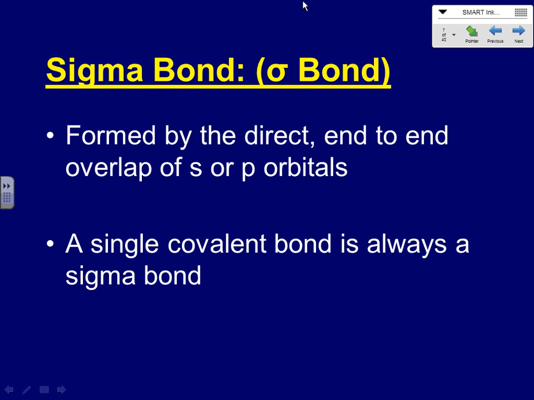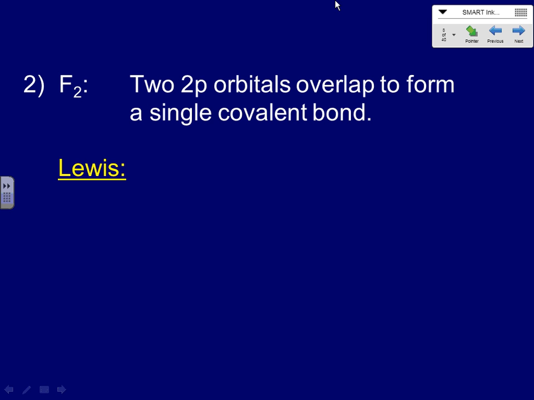Now, for my next example, I'm going to do F2. You can put example F2. And I am going to have you write down a little description on what the bond is like in an F2. But then I'm going to switch to the Smart Notebook because I've built some little things that I can make go a little quicker. It'll be neater for you to see. So F2 is formed when two 2p orbitals overlap to form that single covalent bond.